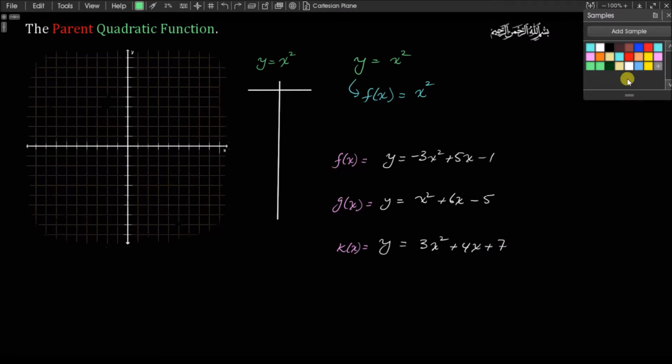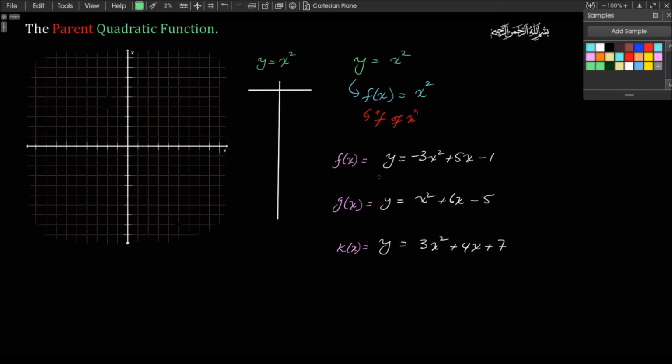Now this terminology, mind you, right here, does not mean f times x. There's no multiplication sign hidden in there. In other words, this is one big variable. It's not two different variables multiplied together. It's just one big variable. It's f of x. It's not f times x. So the way you read this is f of x.